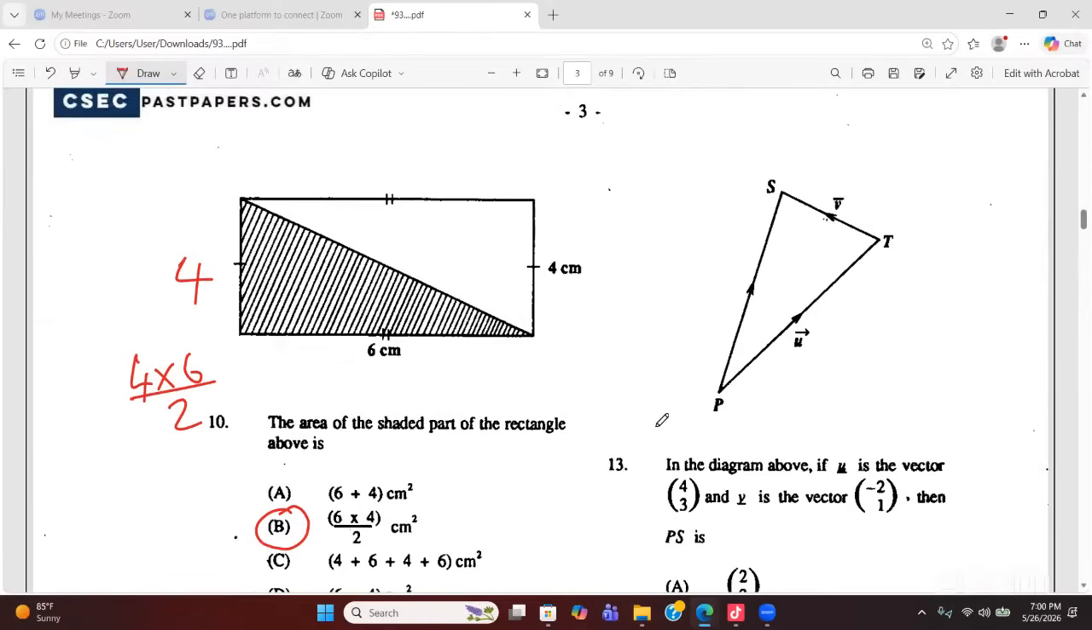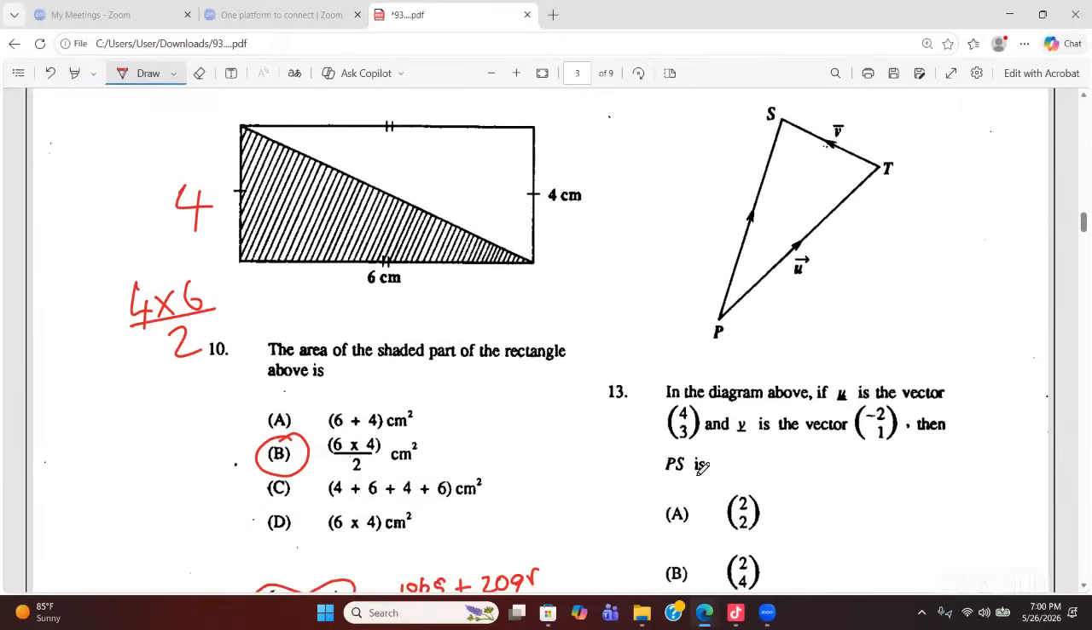All right. So this question here, as you could see, we're looking at this diagram here. So they gave us some stuff. It says in the diagram above, if u is the vector 4, 3, so wherever u is, I'm going to put 4, 3. This is for this vector going this way, right? And then they said v is negative 2, 1. My bad, I said y, it's v. So this vector is -2, 1 right here, all right?